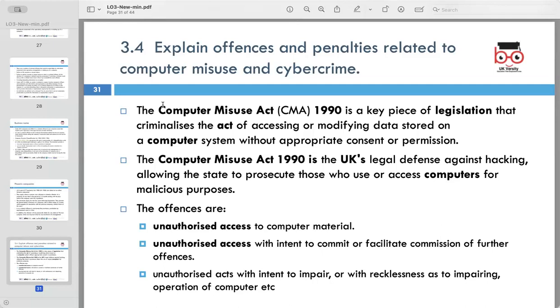So the act delineates several offenses, including unauthorized access to computer materials, unauthorized access with intent to commit further offenses, and unauthorized acts with intent to impair the operation of computer systems. These provisions aim to safeguard digital infrastructures and protect against cyber threats by deterring and penalizing malicious activities perpetrated through electronic means.